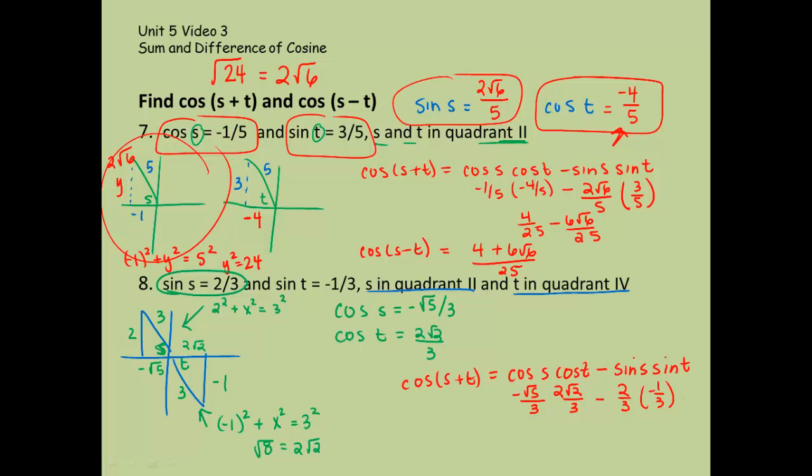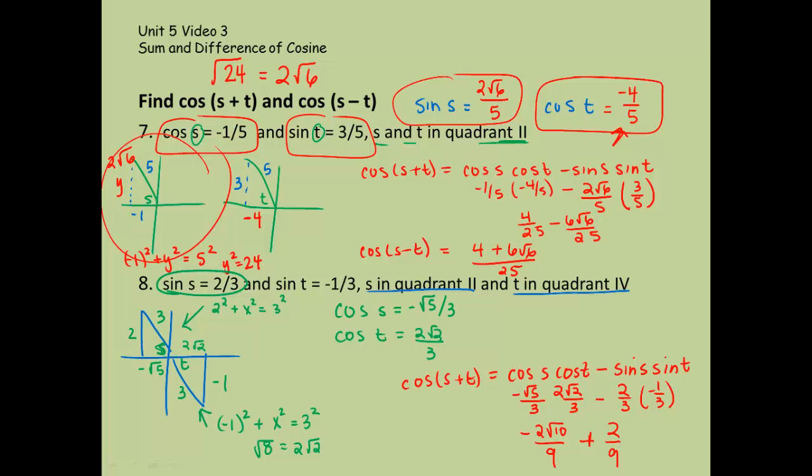When multiplying the numerators together, I'm allowed to combine the radicands. That's the number under the radical using multiplication. So I get negative 2 square root of 10 over 9 minus, that'll become plus 2 over 9. And that is my final answer for adding them.